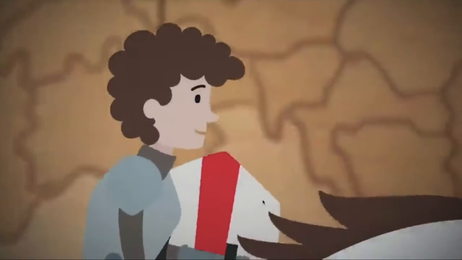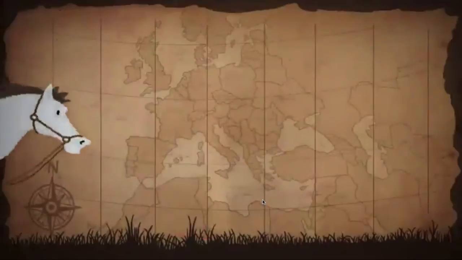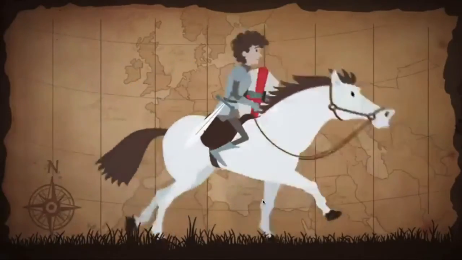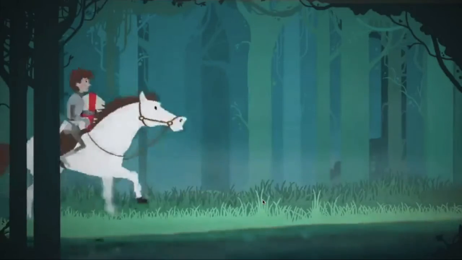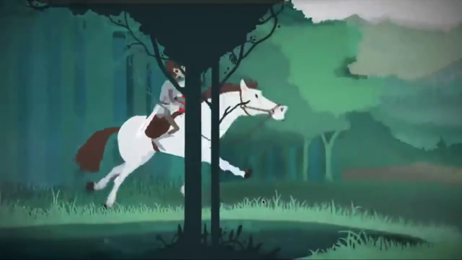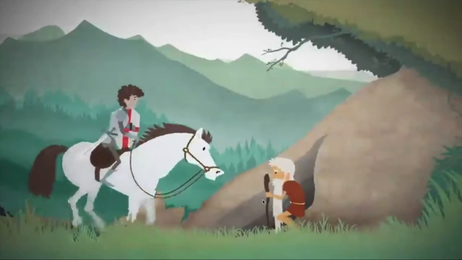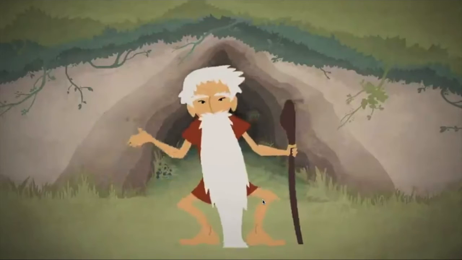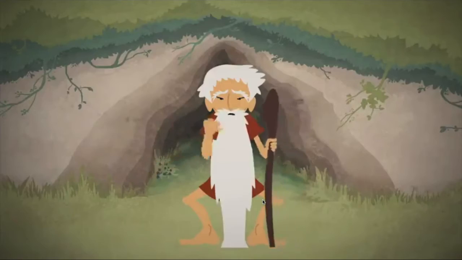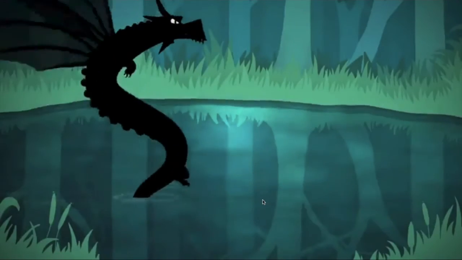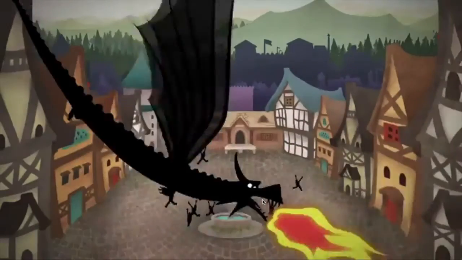Once upon a time, there was a brave knight called George. George had lots of adventures as he travelled by horse across many lands. One day he came to a small village and met a man who lived in a cave next to the village. The hermit told the knight about the awful things that were happening there. A terrible dragon had come to live in the lake and attacked the village every day.